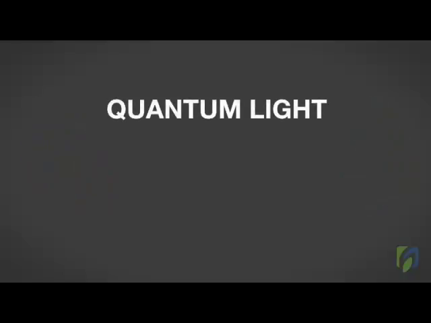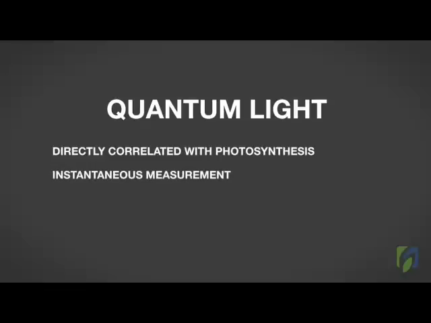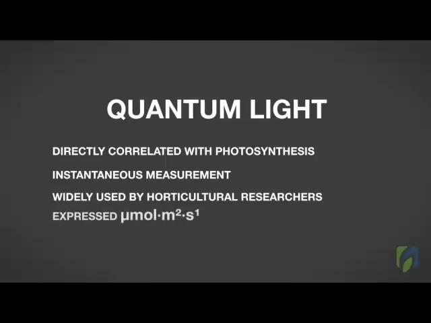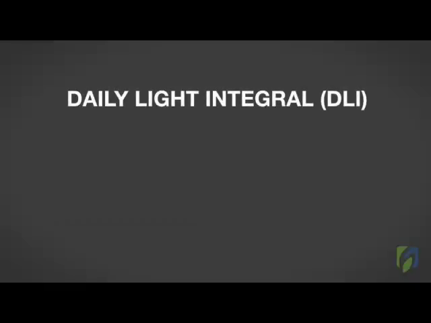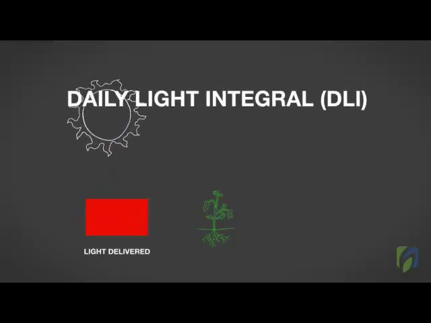Quantum light. Another measure of light, called quantum light, is directly correlated to photosynthesis. Quantum light is also an instantaneous measurement. Quantum light is widely used by horticultural researchers and is expressed in micromoles per square meter per second. This type of light quantifies the number of photons that are used for photosynthesis falling in a square meter per second. Daily light integral, or DLI, is the sum of light delivered during the course of one day.